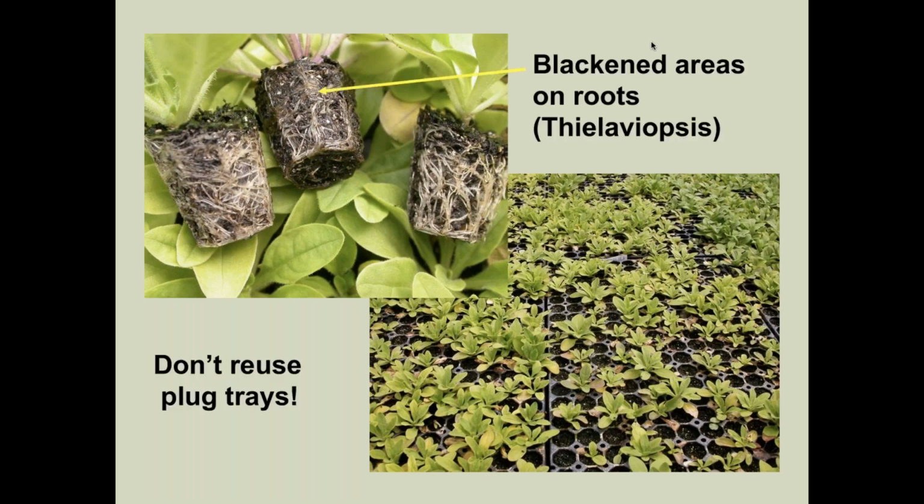Okay, so this grower was reusing these plug trays from crop to crop, and every year got increased mortality. When they stopped using these plug trays and got completely new and clean plug trays, they decreased the amount of Thielaviopsis they had by about 85%.